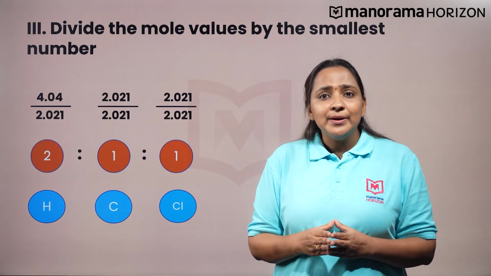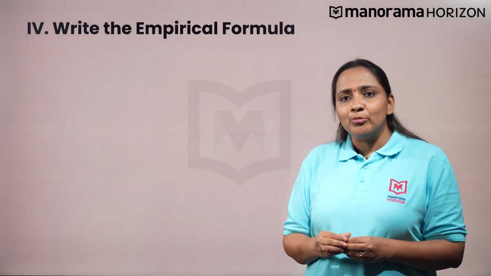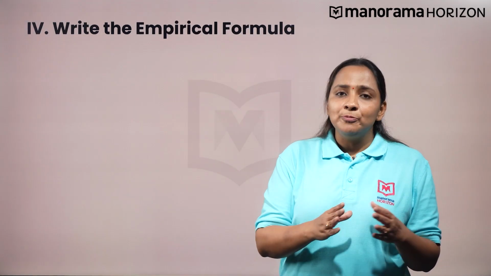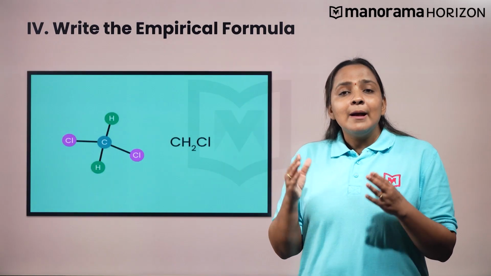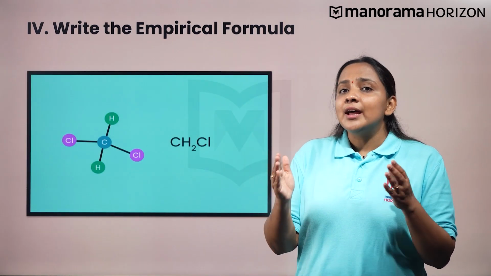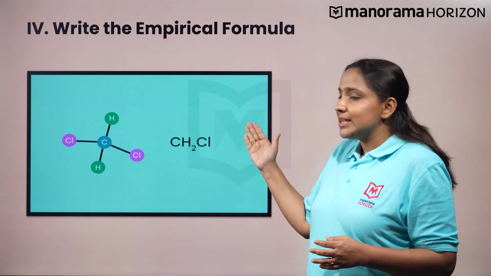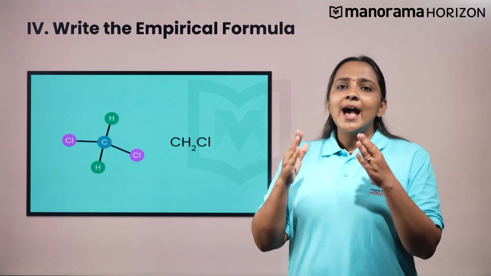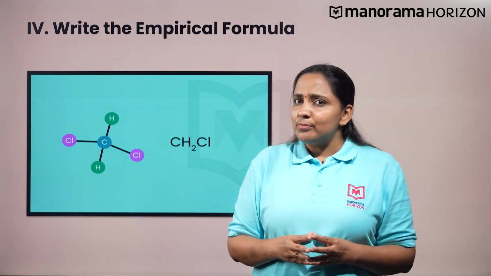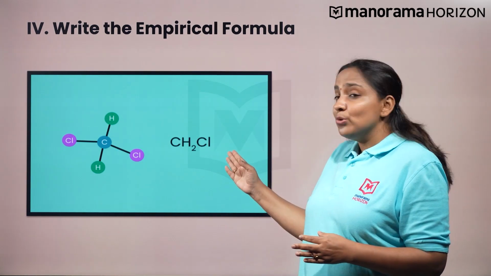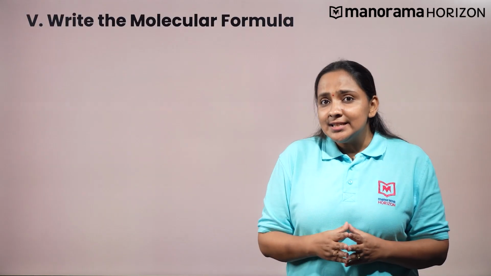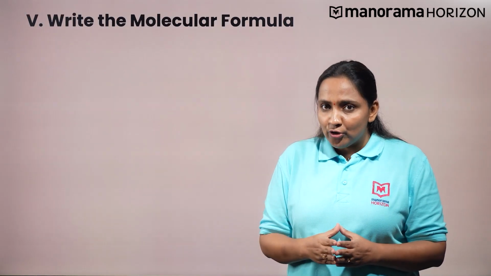The next step is to write the empirical formula using the ratios obtained. For writing empirical formula, mention the number after writing the symbols of each element. As shown, the empirical formula for the given compound will be CH2Cl. The final step is to write the molecular formula.